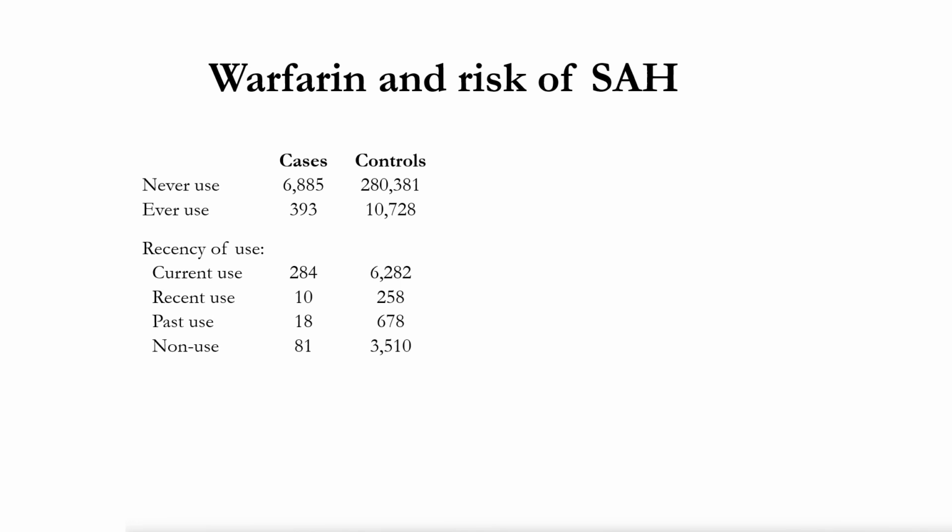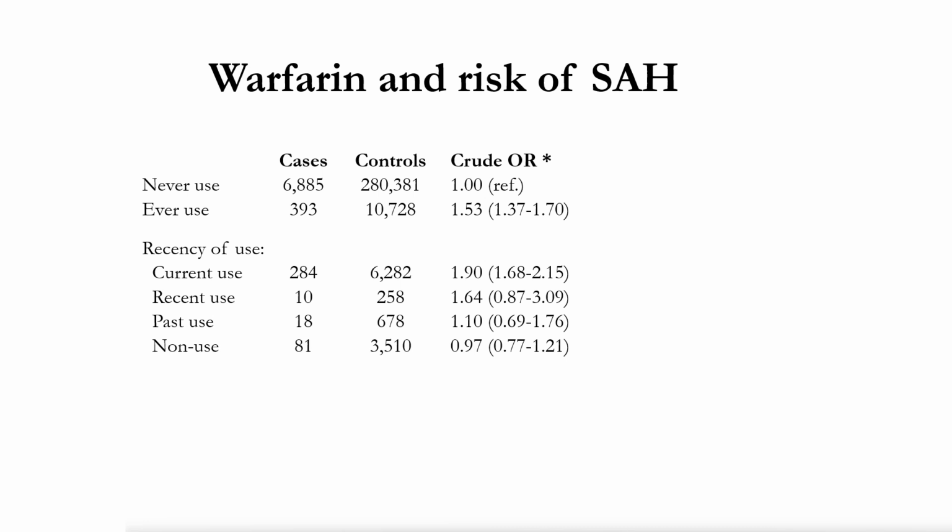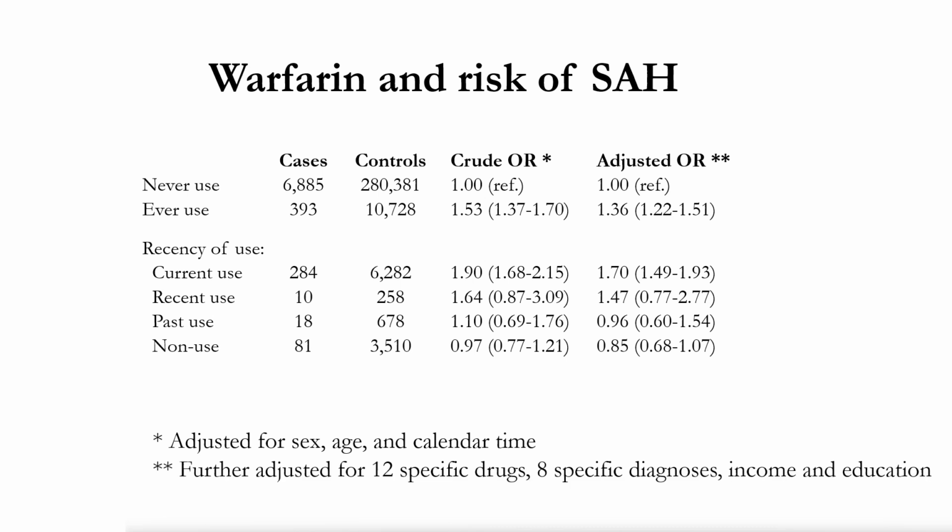So just a basic example here, we are looking at risk of subarachnoid hemorrhage with use of warfarin in a case control setup, both ever use and current and recent use. The crude odds ratio here is adjusted for sex, age, and calendar time, and with the conditional logistic regression, we also obtain adjusted odds ratios by adding in 12 drugs and 8 diagnoses, income, and education. So we are adding to this particular model, and as you can see here, this changes the risk estimates, however, only slightly. So this is, I would argue, the more common thing to see in epidemiological analysis.